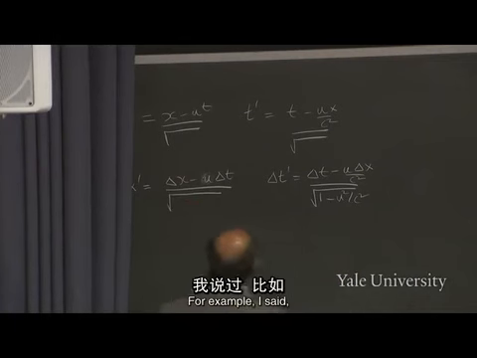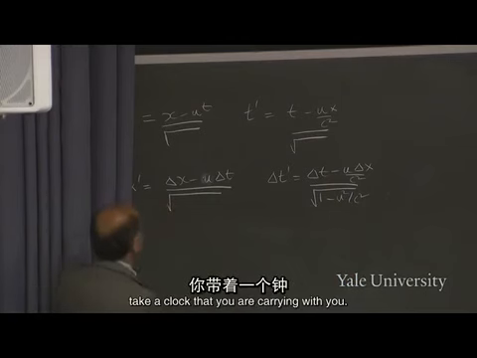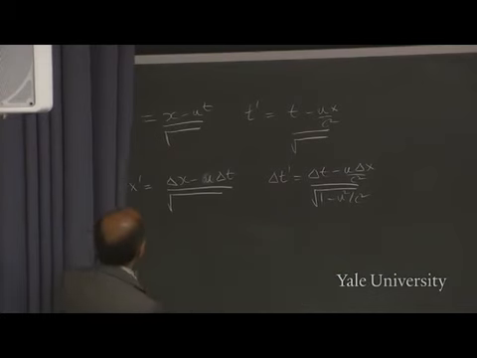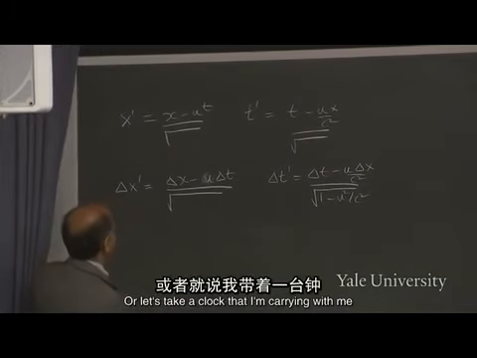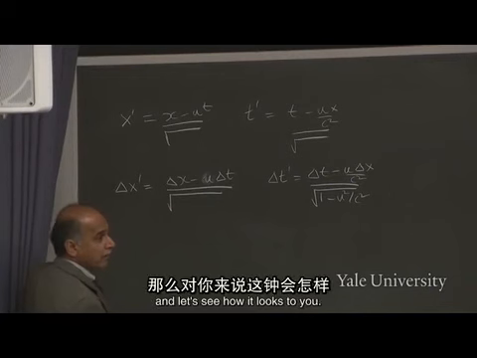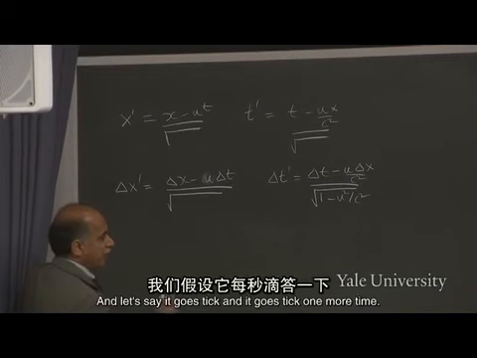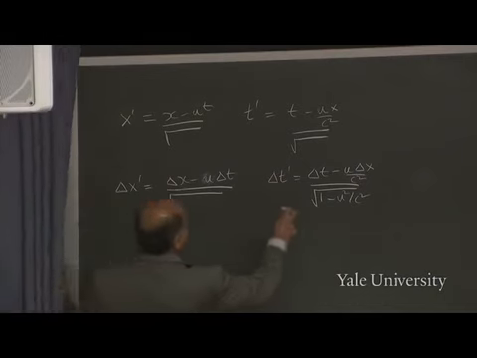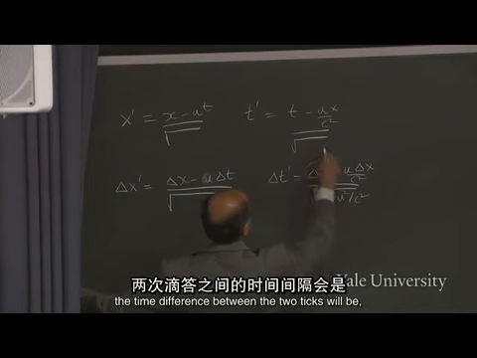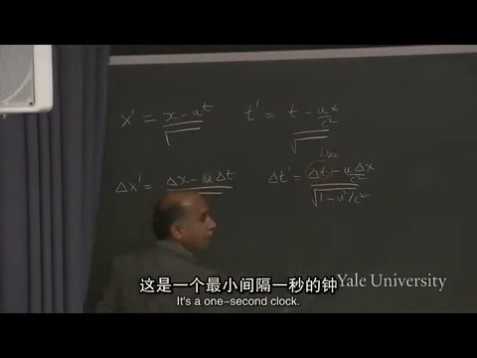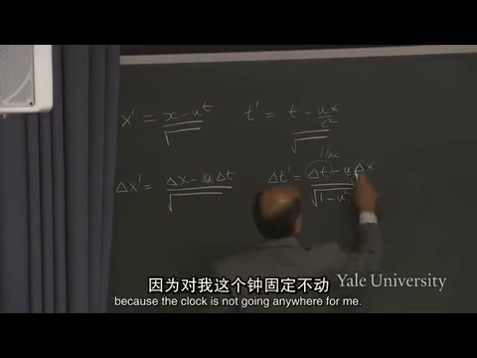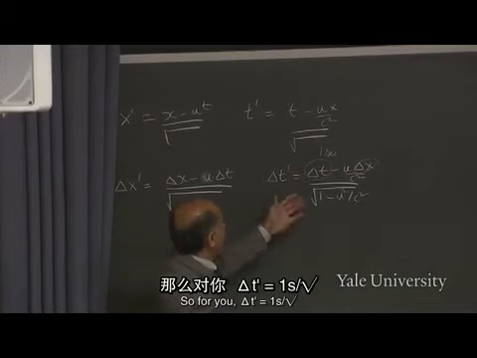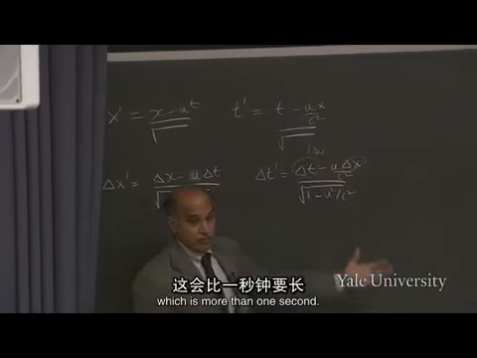You remember that? For example, I said take a clock that you are carrying with you. Or let's take a clock that I am carrying with me, and let's see how it looks to you. And let's say it goes tick and it goes tick one more time. So for me, the time difference between the two ticks will be, let's say, 1 second. It's a 1 second clock. The space difference is 0 because the clock is not going anywhere for me. So for you, delta t prime is 1 second divided by the square root, which is more than 1 second.